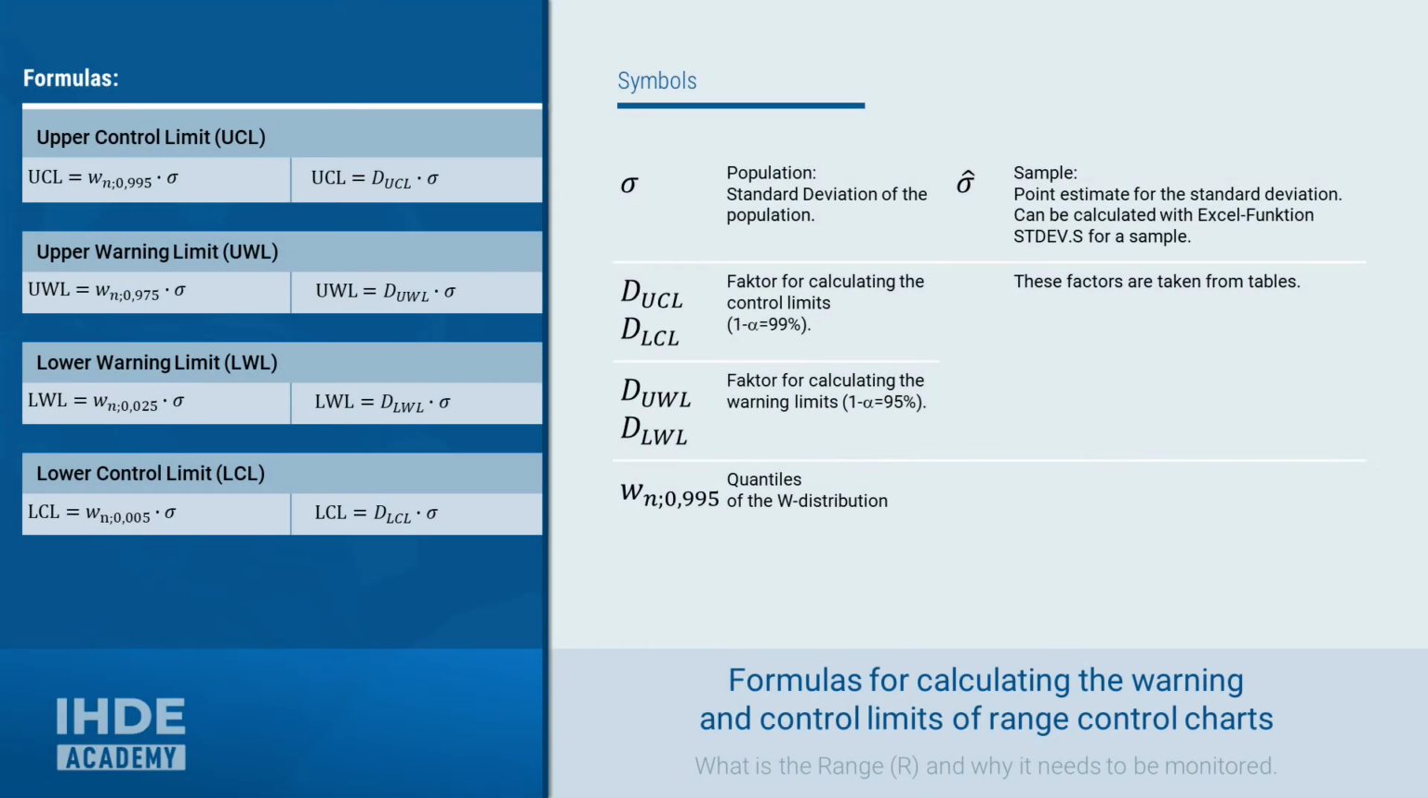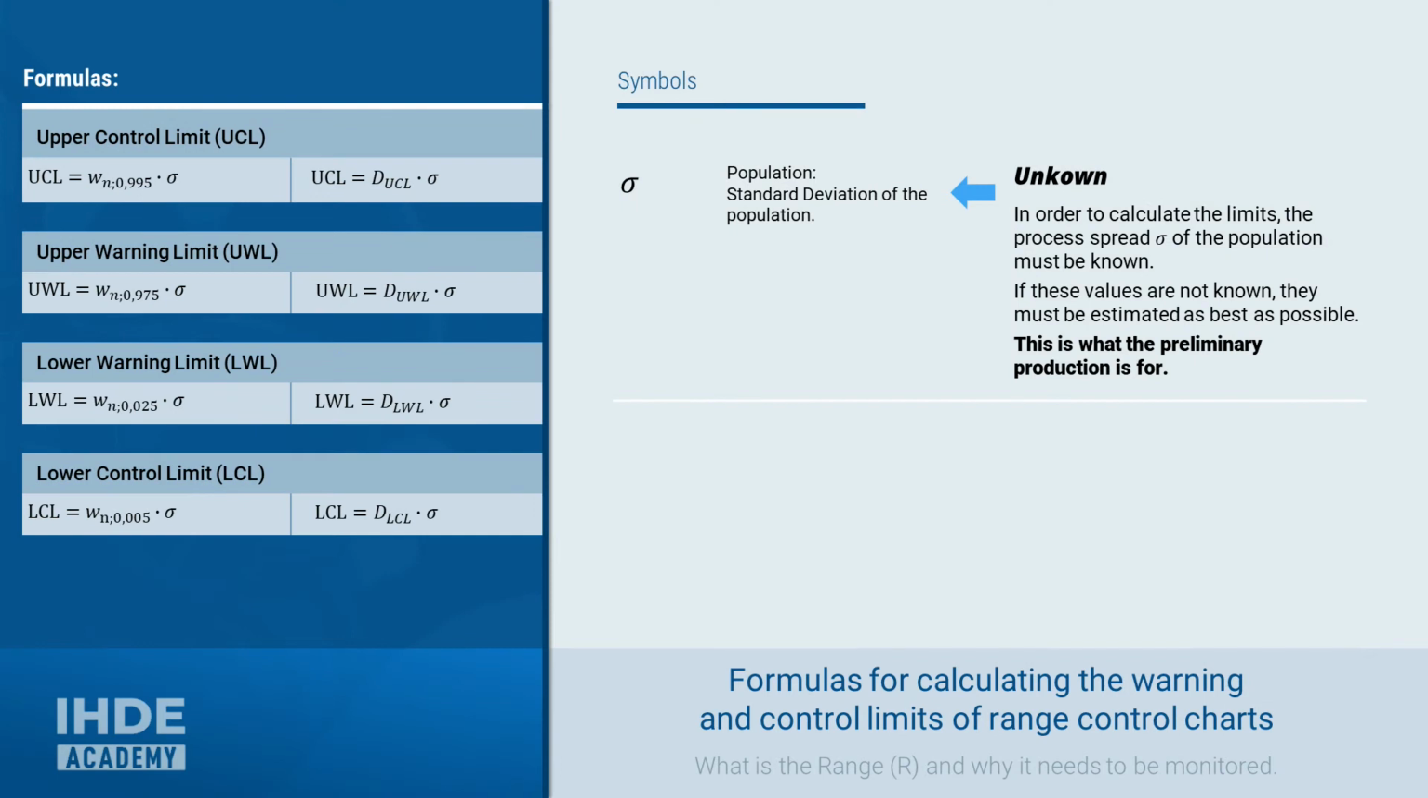Let's briefly review the meaning of the symbols in the formulas. Sigma is the standard deviation of the population, and sigma hat is the sample standard deviation. The d-factors are required to calculate the warning and control limits. These are taken from tables. The d-factors are calculated using the W distribution depending on the size of the sample and the chosen non-interference probability.